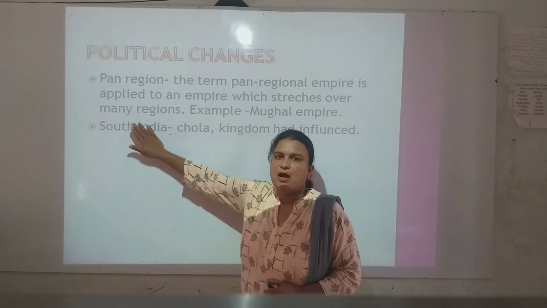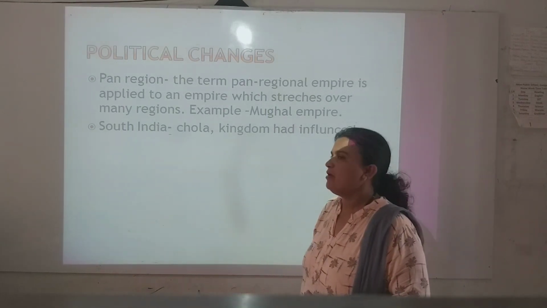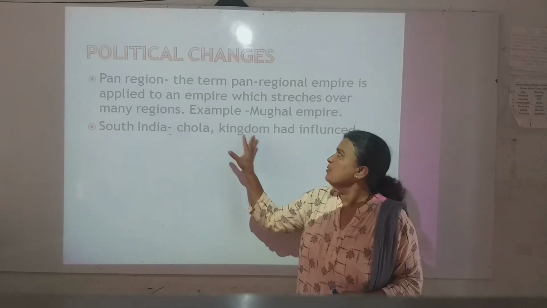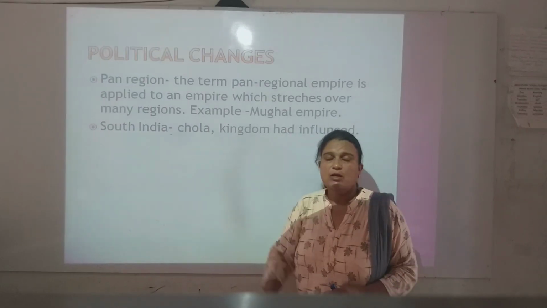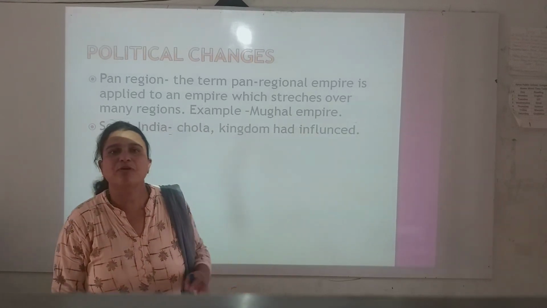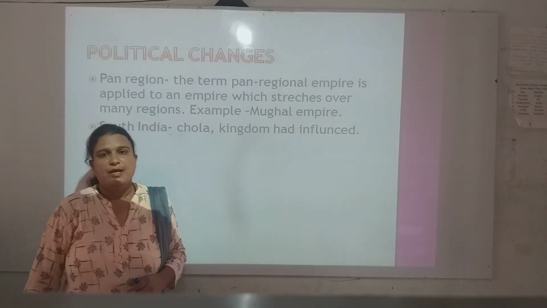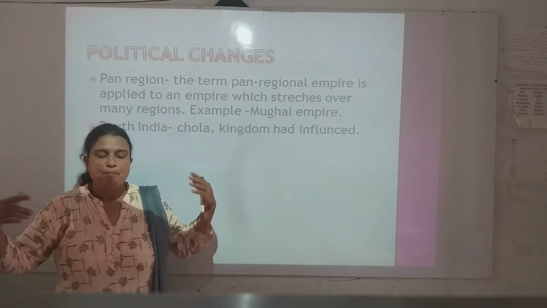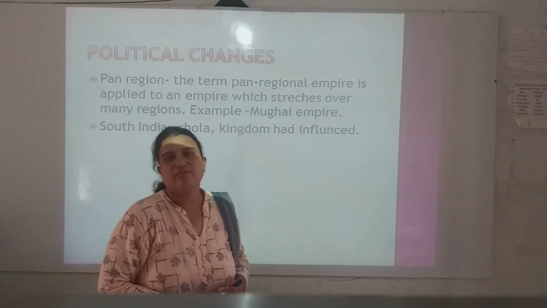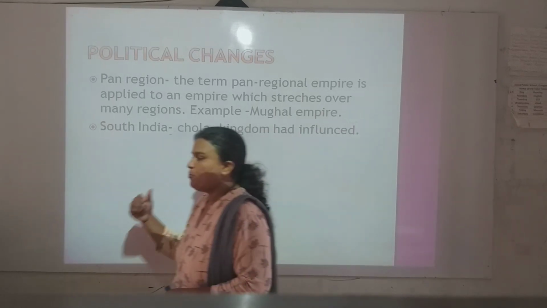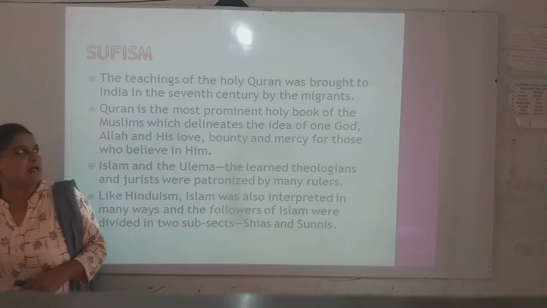In South India, the southern part of our country, there were very brave rulers like the Chola kingdom. The rulers had influence over South India, and under their influence many big temples as well as monuments were built. These are examples of political changes.